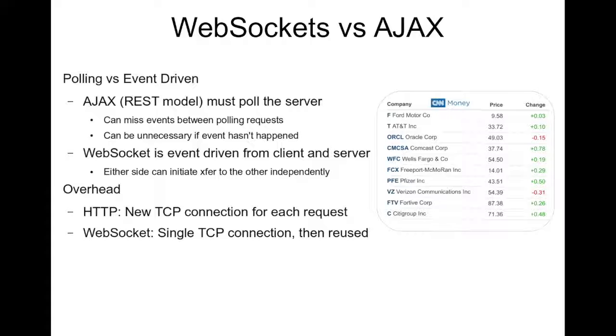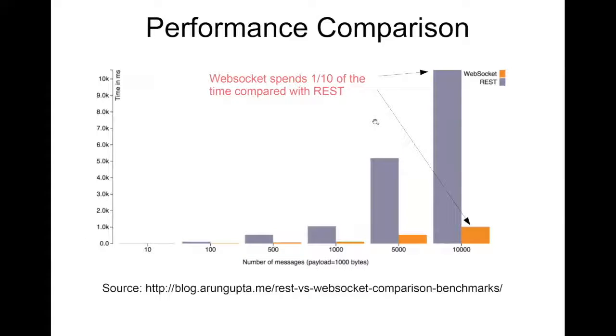An AJAX architecture would require a TCP connection for each one of those requests, and that's a lot of overhead. The WebSocket, on the other hand, once the TCP connection is made, you have that virtual tunnel, and as little as one little piece of data, like a stock price, can travel across very efficiently. From a performance standpoint, WebSockets take 1/10 of the time as REST. So that's a lot of motivation right there.